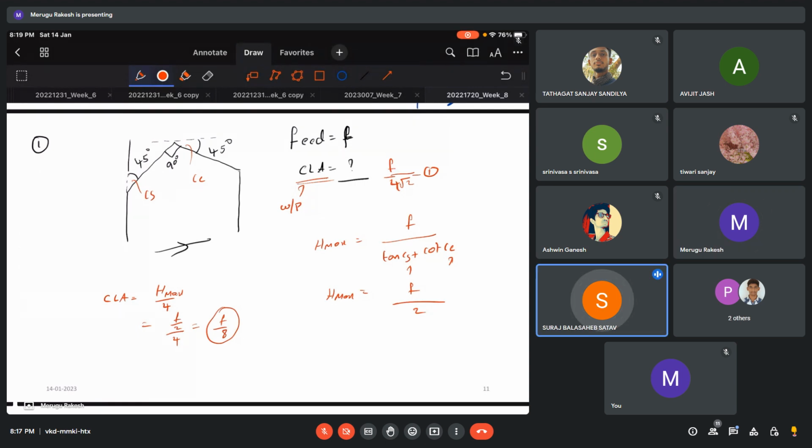Sir, material removal rate in case of turning, is it given by F, t, V? Yeah, feed, depth and cutting velocity. Correct.